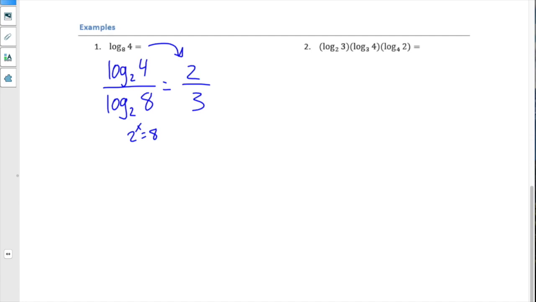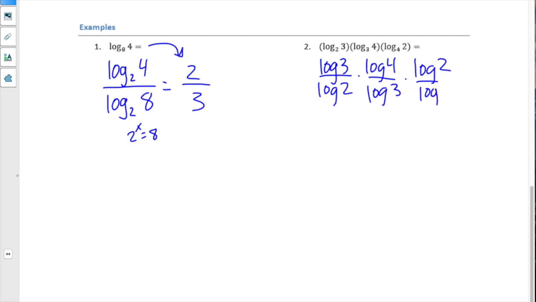And for example 2, I'm just going to change everything into the common base, so base 10. So I'm just going to say this is log 3 over log 2. This middle one is log 4 over log 3. And the last one is log 2 over log 4. And now I can just look for what I have in common. Here's a log 2, top and bottom. Here's a log 3, top and bottom. Log 4, top and bottom. So this whole thing equals 1.